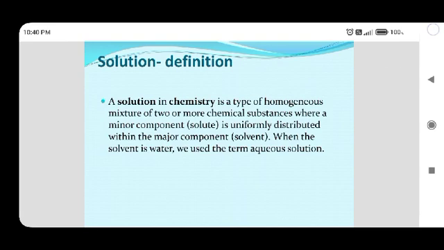A solution in chemistry is a type of homogeneous mixture of two or more chemical substances where a minor component is uniformly distributed within the major component. When the solvent is water, we use the term aqueous solution. If the solvent is not water, that is a non-aqueous solution. The minor component is usually called solute. The major component is usually called solvent. This is one way to define solution.